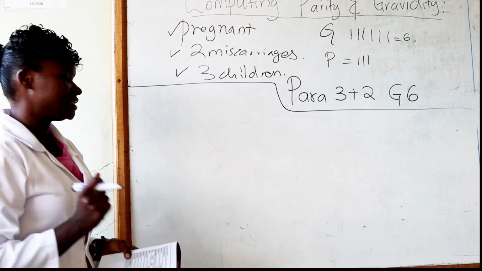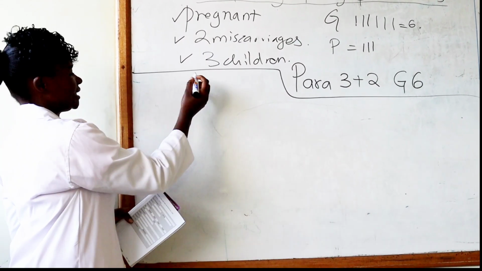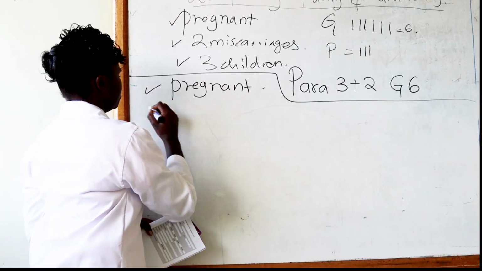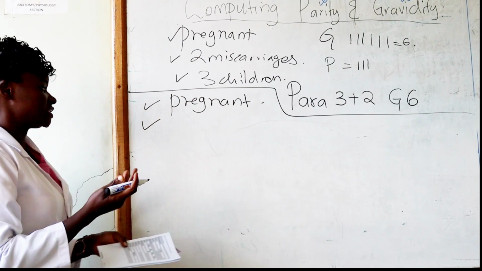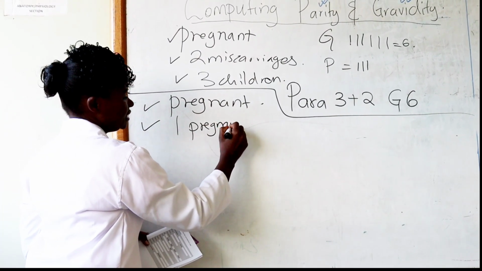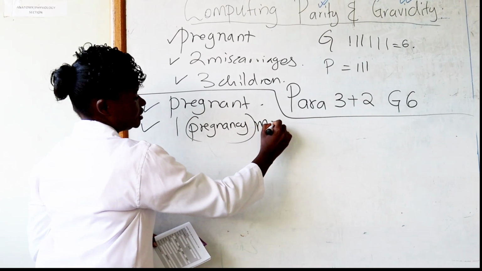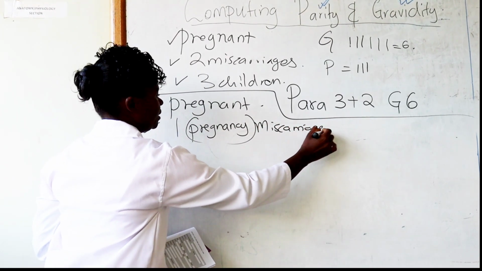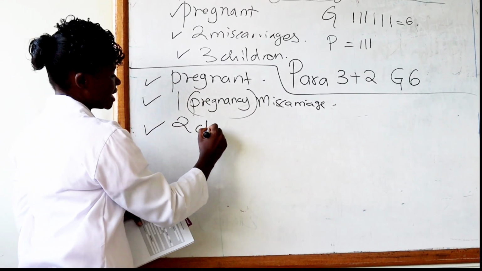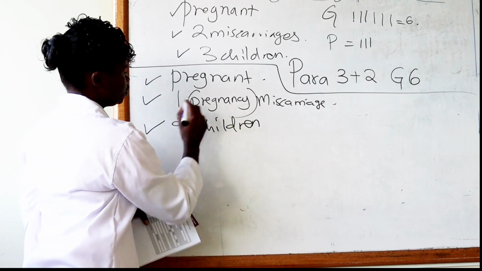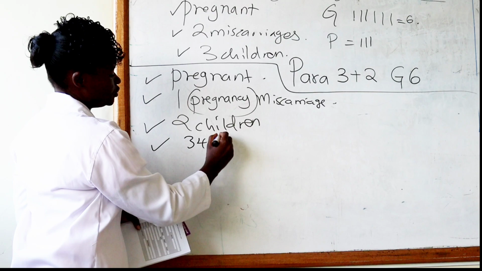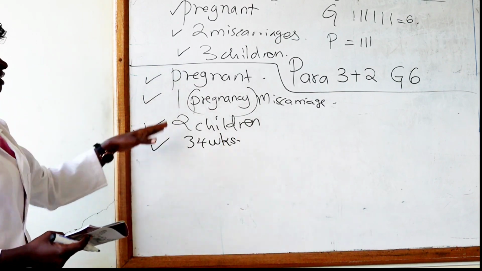So I'm going to give a second scenario. The woman comes to the clinic and she's pregnant, of course. In her report, she states that she lost 1 pregnancy previously, so she had a miscarriage. Are we together? Then she further reports that she has 2 children back at home, and that she lost 1 pregnancy at 34 weeks gestation. So let's compute her parity and gravidity.